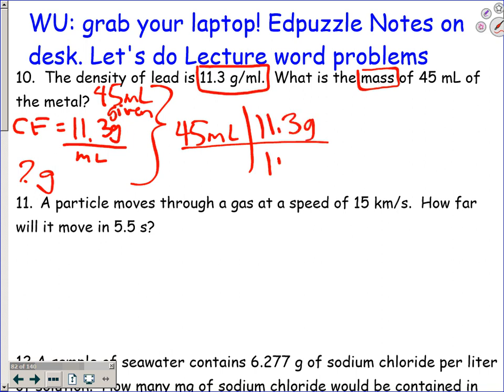So if I put it there as is, 11.3 grams and 1 milliliter on the bottom, what cancels? Milliliters, so let's check. We know it has to cancel. And then what unit have we achieved? Grams. Yay! That's what we wanted, right? We wanted grams. So we have grams, so now we can calculate. So literally 45 times 11.3. 508.5 grams. Okay.